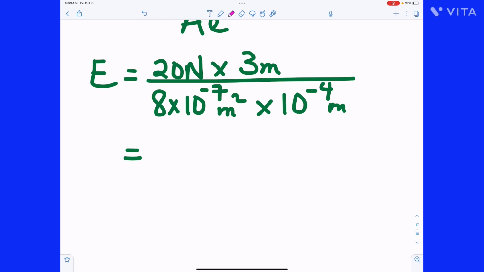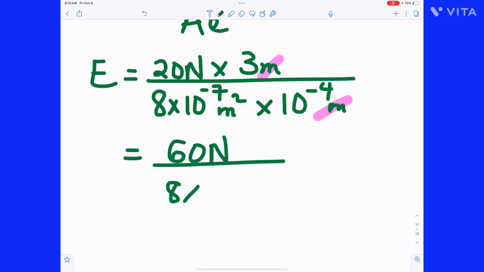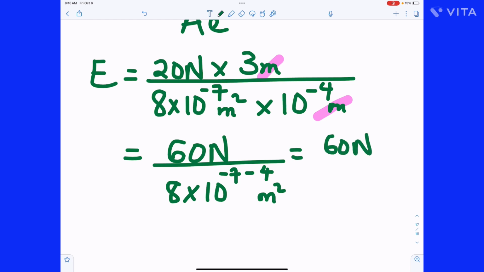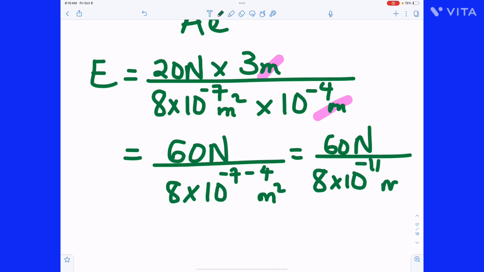Meter we divide meter. Then when I simplify, I'll get 60 newtons divided by 8 times 10 raised to the power minus 7 plus minus 4, which will give me minus 7 minus 4 meters squared. That will give me 60 newtons divided by 8 times 10 raised to the power minus 11 meters squared.